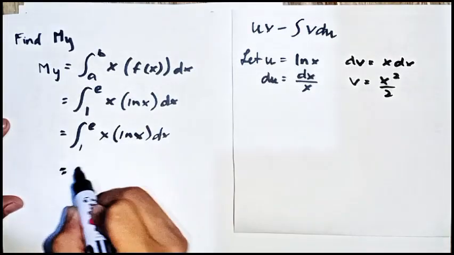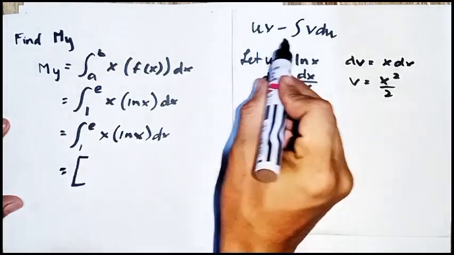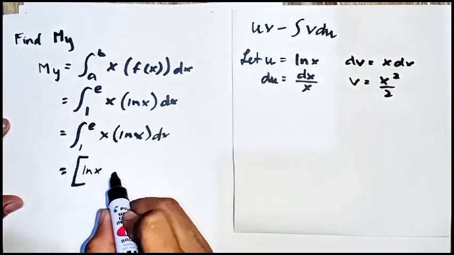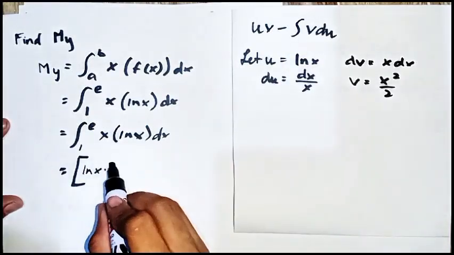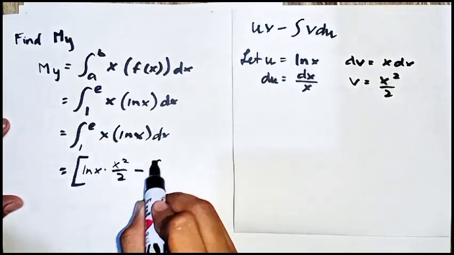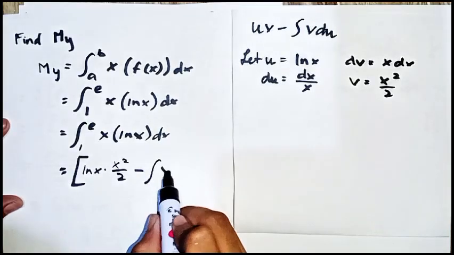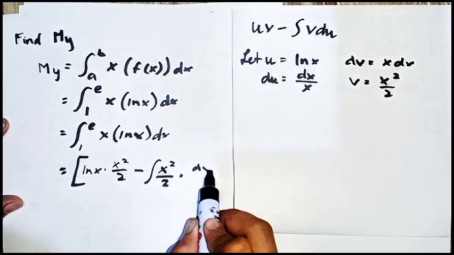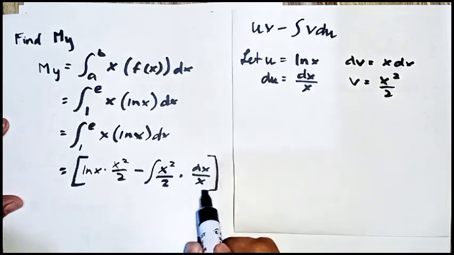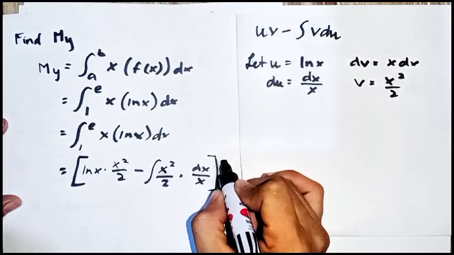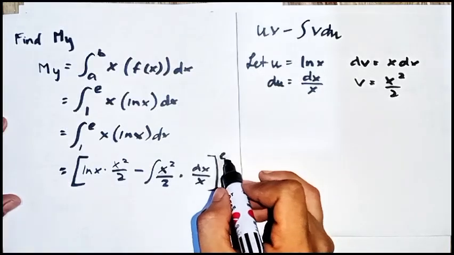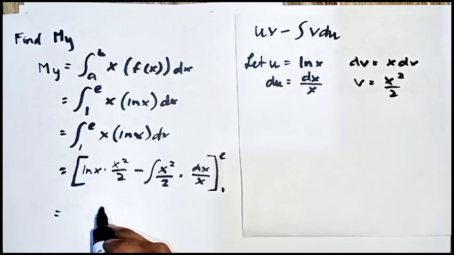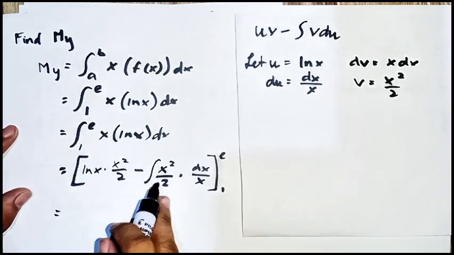dx. We have uv minus the integral of v du, where our u is ln x, times our v is x squared over 2, minus the integral of v du, where our v is x squared over 2, and our du is dx over x. Don't forget our lower and upper limit. Now, since we have a constant 1/2 here, let's put the 1/2 outside the integral first.